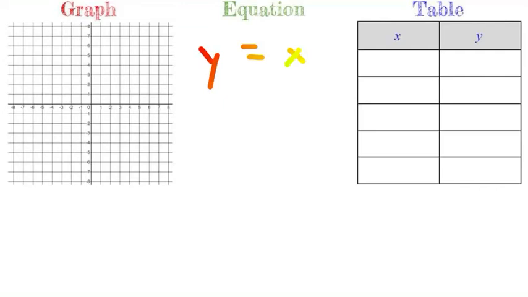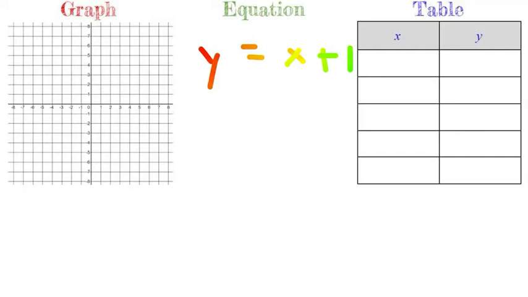x plus 1, okay? So I'm choosing y equals x plus 1, and I'm going to create a table and a graph from it, okay? So equation, table, graph, 3 representations, they all tell the same story.